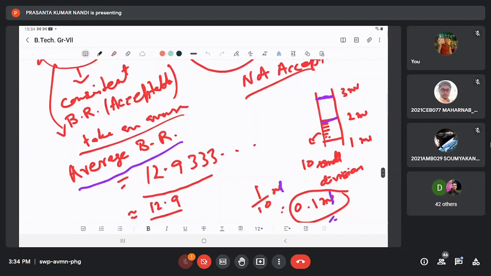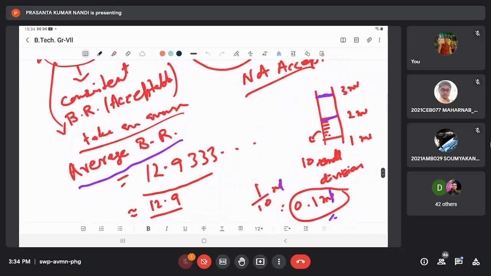Sometimes some students report the average burette reading in three such titrations. After three such titrations, they report like this, 12.933, like this. Because in the calculator, if you take an average, sometimes these sorts of absurd expressions you can find. But my question is whether this average, whatever is obtained through your calculator, is acceptable or not. Once again, no. Because the maximum accuracy that you can produce on a good day is 0.1 ml, not more than that.